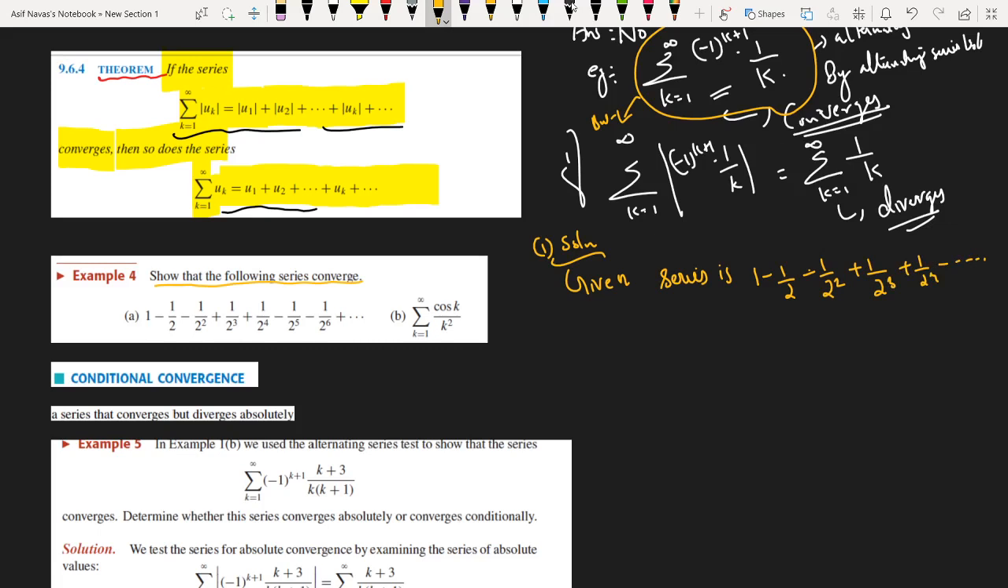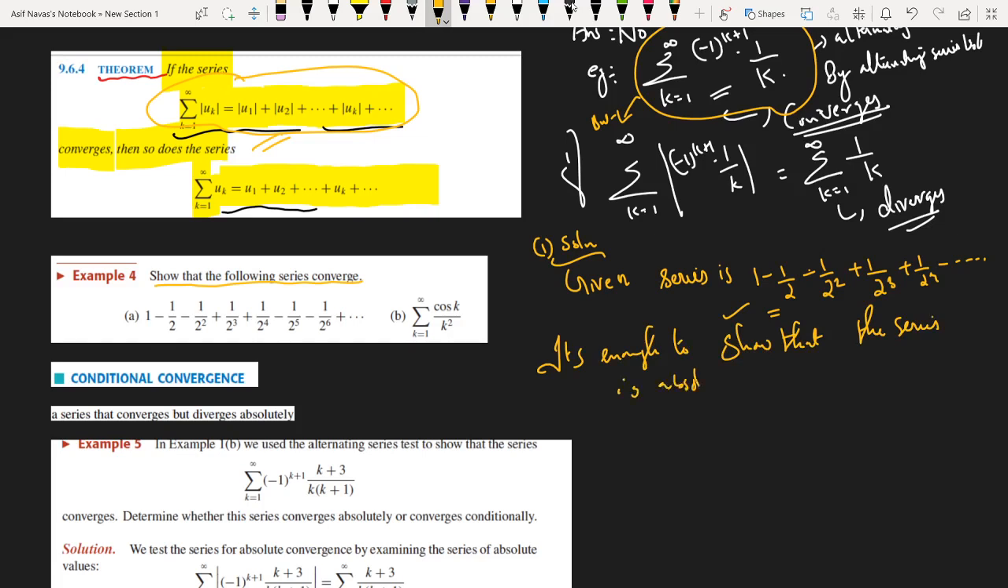Now this series is not an alternating series, right? 1 minus 1 by 2 minus 1 by 2 square plus etc. So we know the theorem. The theorem tells us that if a series is absolutely convergent, then the series is convergent. So in order to prove this series is convergent, it's enough to show that the series is absolutely convergent.